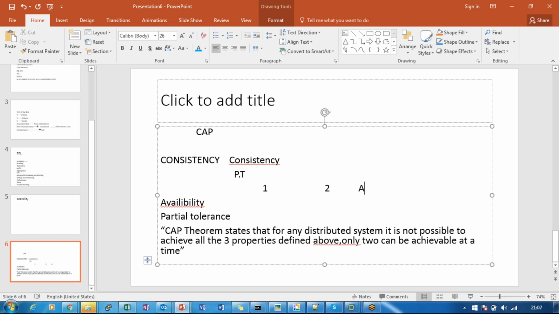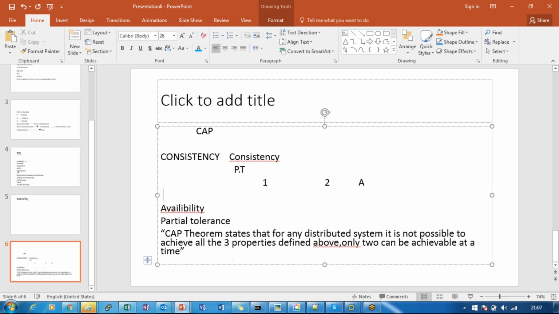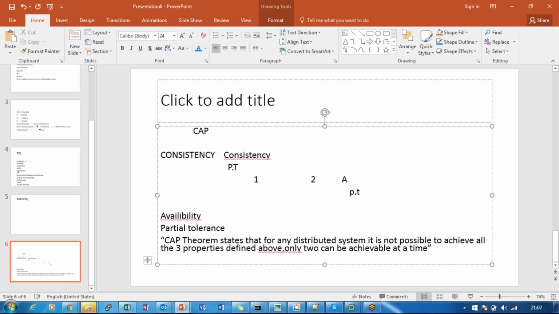And both of you are connected to the network and there is no network breakdown. Both of you are speaking to each other. That means partition tolerance is also there. You can tolerate the things. So what happens? What is the challenge? You are speaking to each other, but what happens?